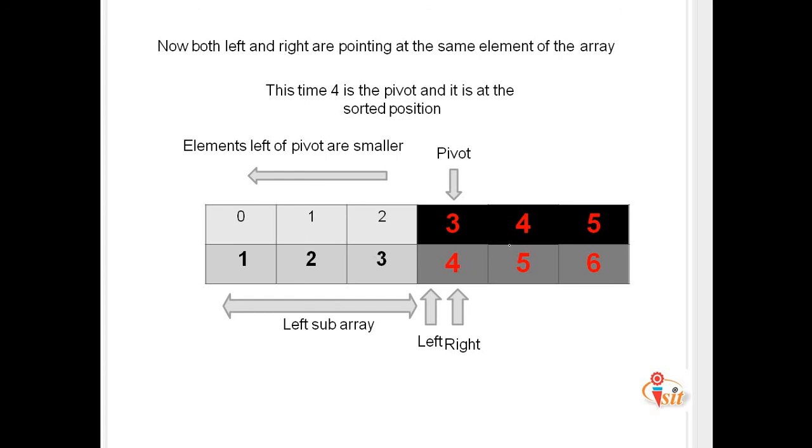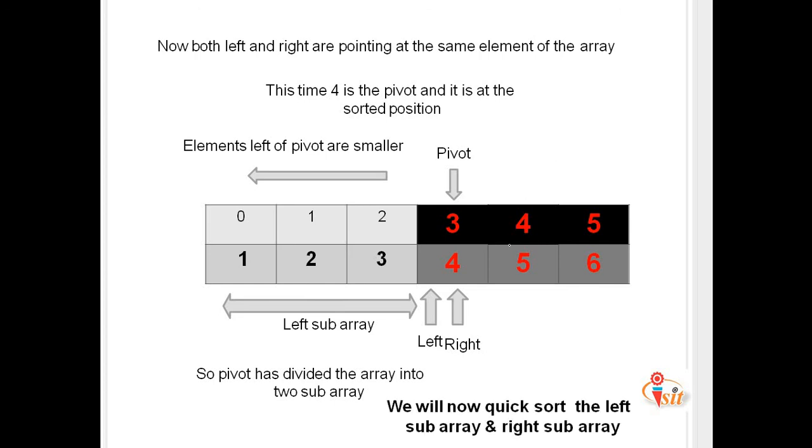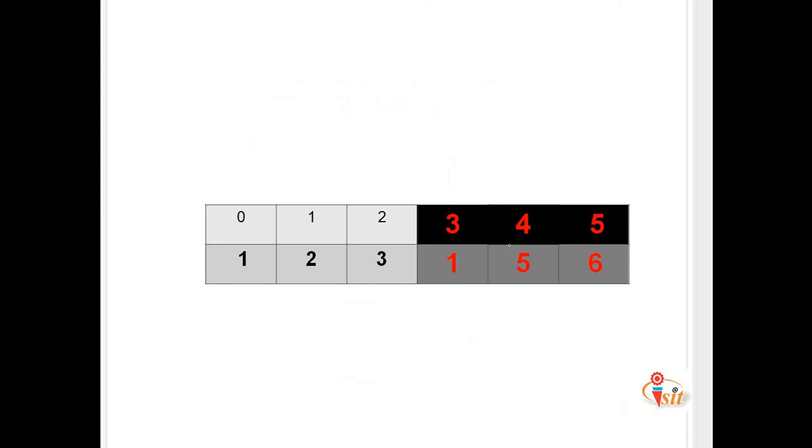Into the right sub-array, already all the elements are in sorted order. So the pivot has divided the array into two sub-arrays, the left sub-array and the right sub-array, but the right sub-array is already in sorted order, so we need to consider only the left sub-array, and again we are going to apply the quick sort algorithm onto the left sub-array.